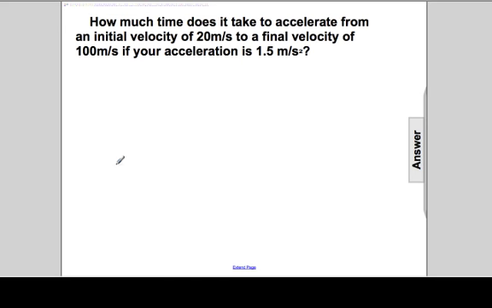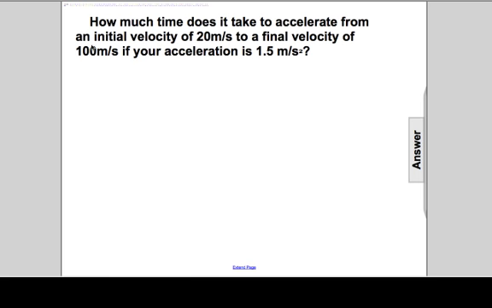How much time does it take to accelerate from an initial speed of 20 to a final speed of 100 if your acceleration is 1.5 meters per second squared? Every second that goes by, you gain, or have a positive velocity increase of, 1.5 meters per second. So it's going to take some time to go from 20 to 100. Let's figure out what that time is.